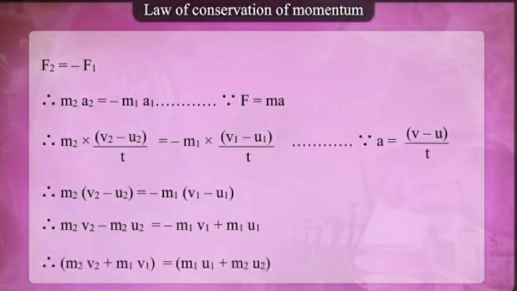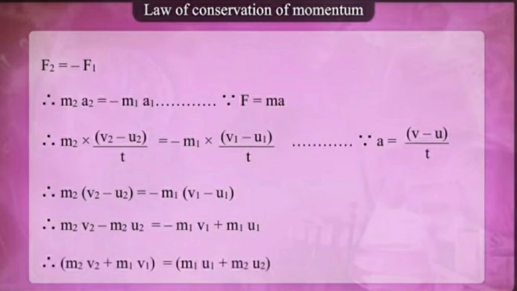If F2 is the force that acts on object B, then F2 is equal to minus F1. Why are we indicating with a minus sign? Because it is in the opposite direction, right? Therefore, m2 a2 will equal minus m1 a1, because F is equal to ma.